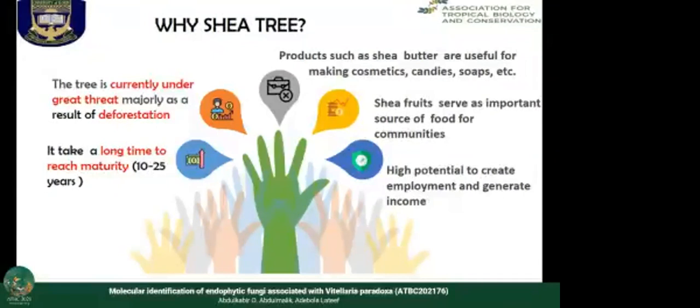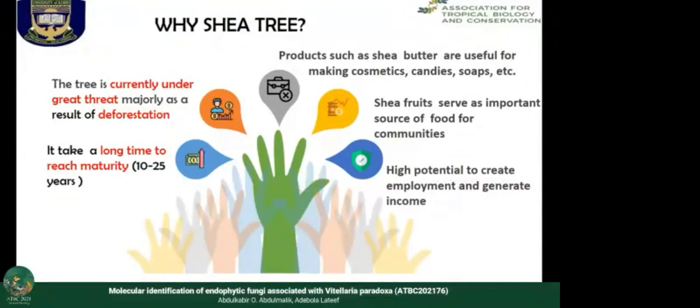But interestingly, the tree is currently under great pressure from exploitation as a result of the wood that has been indicated to be a good source of charcoal. So a lot of people exploit the tree trying to get wood for charcoal. But another interesting fact is that it takes a longer time to reach maturity.